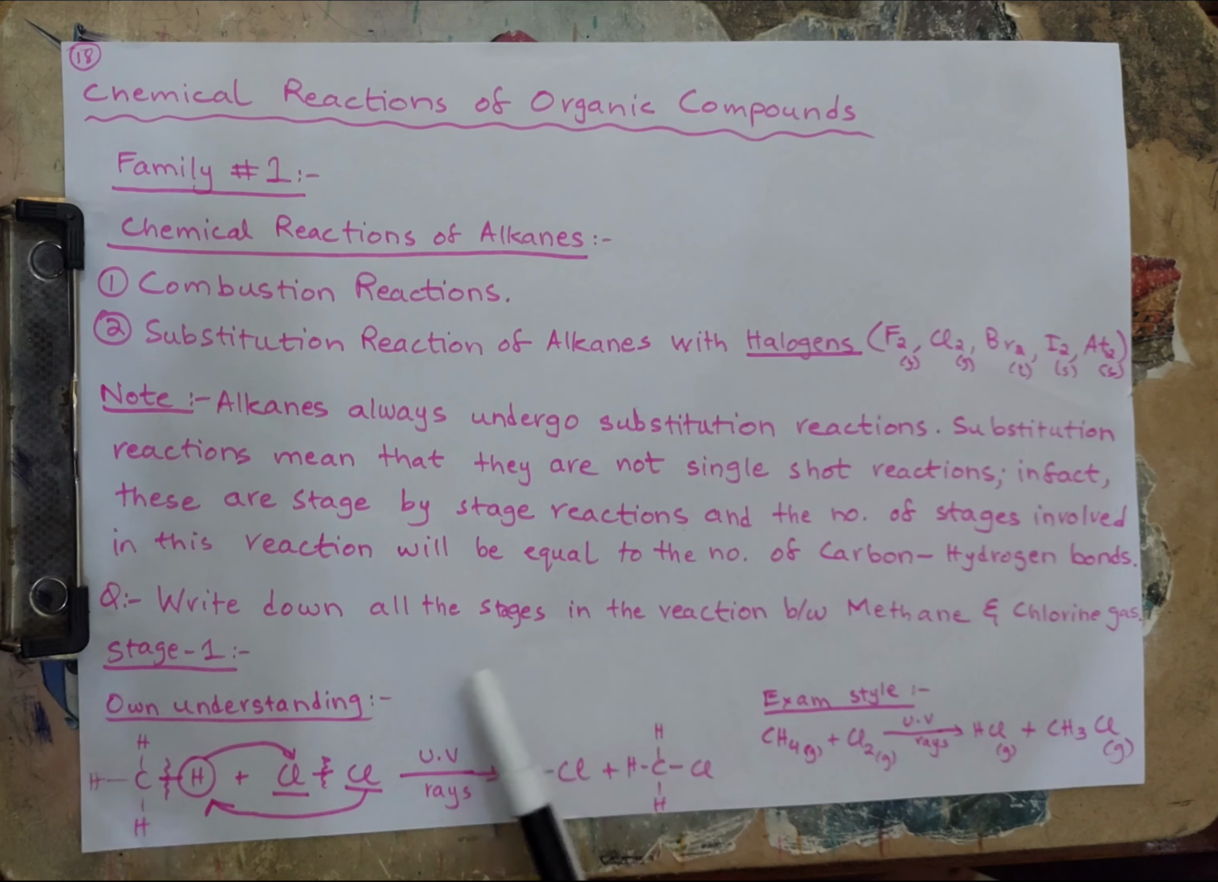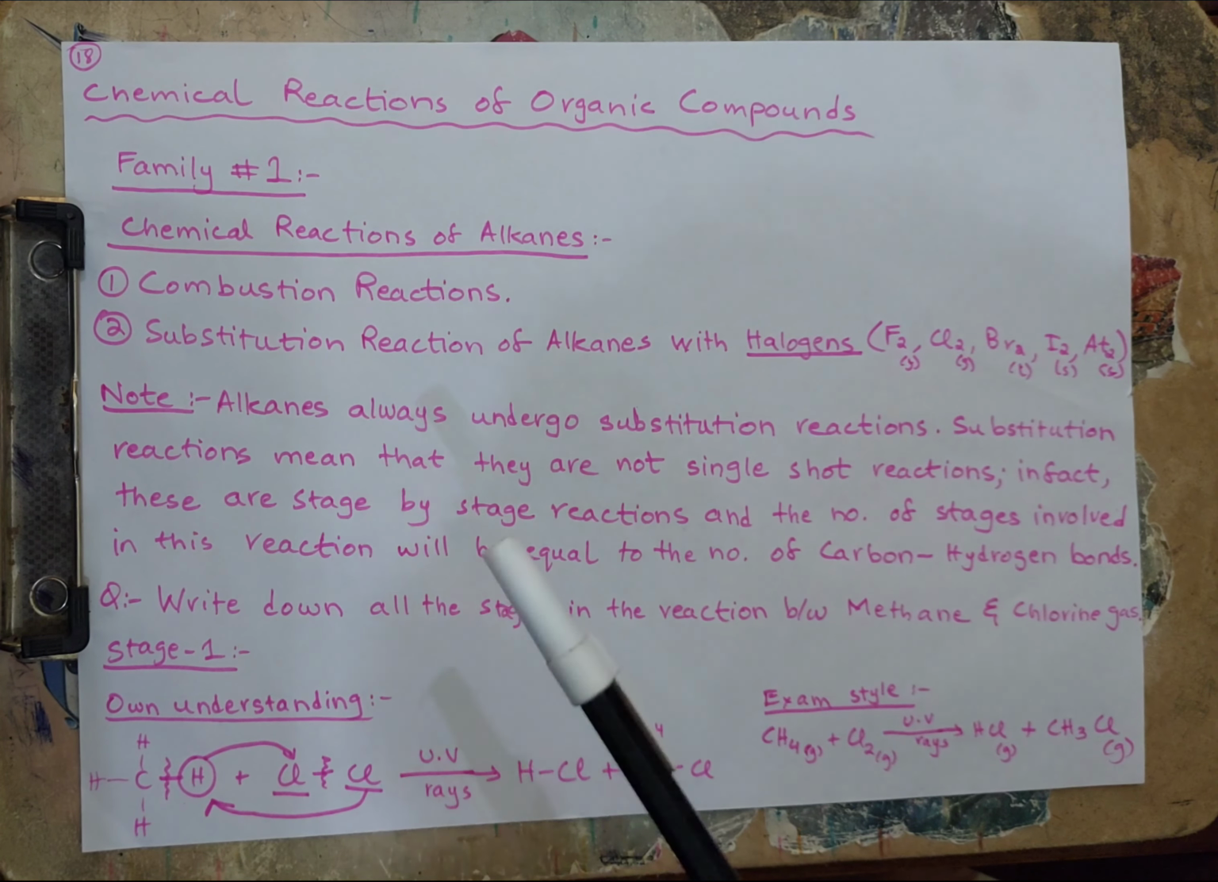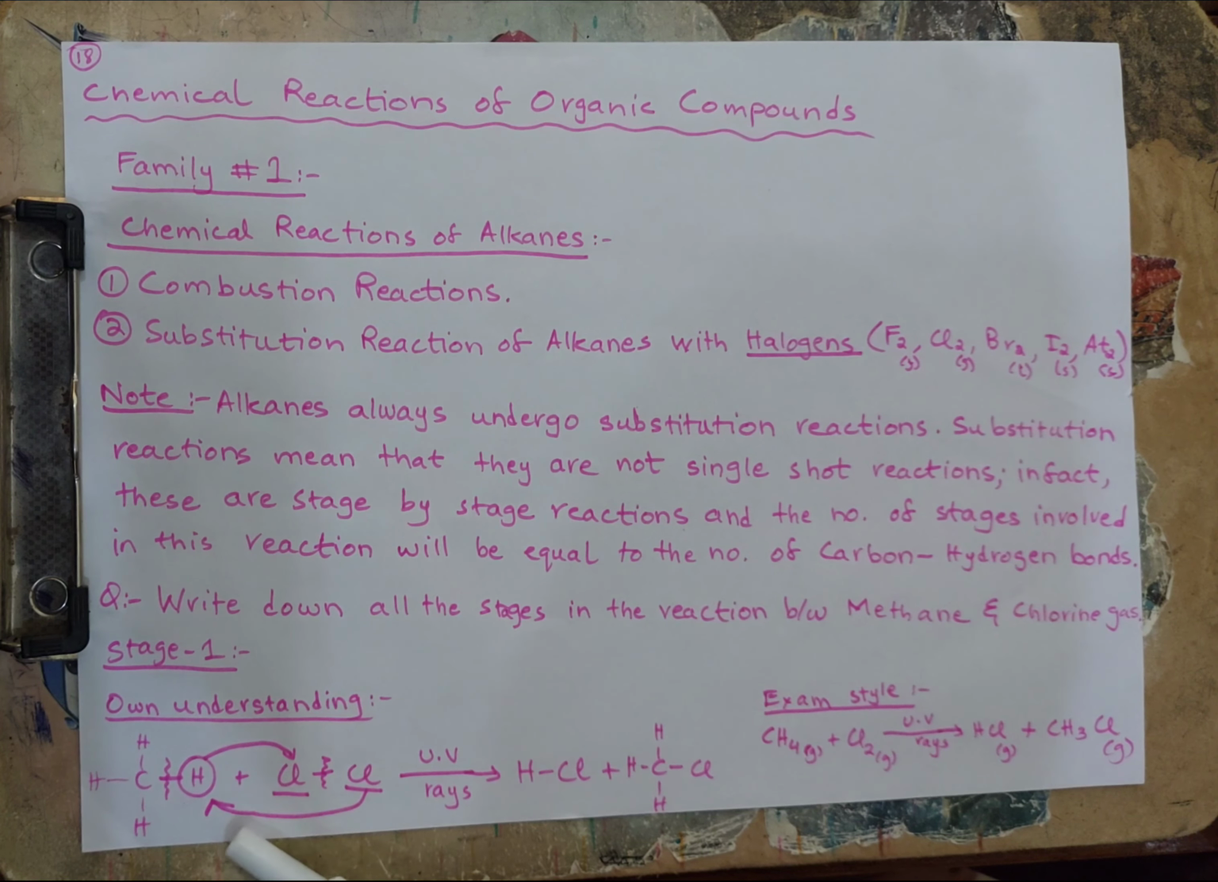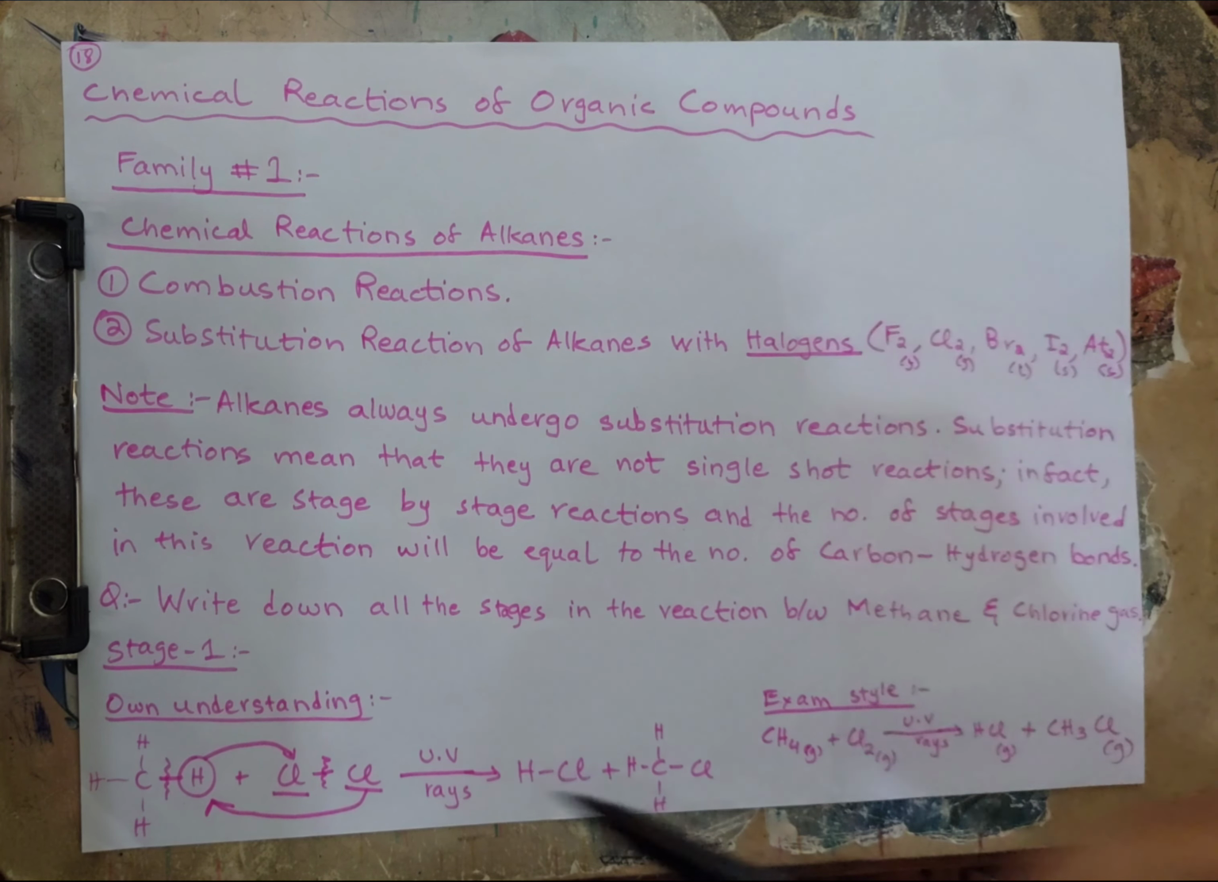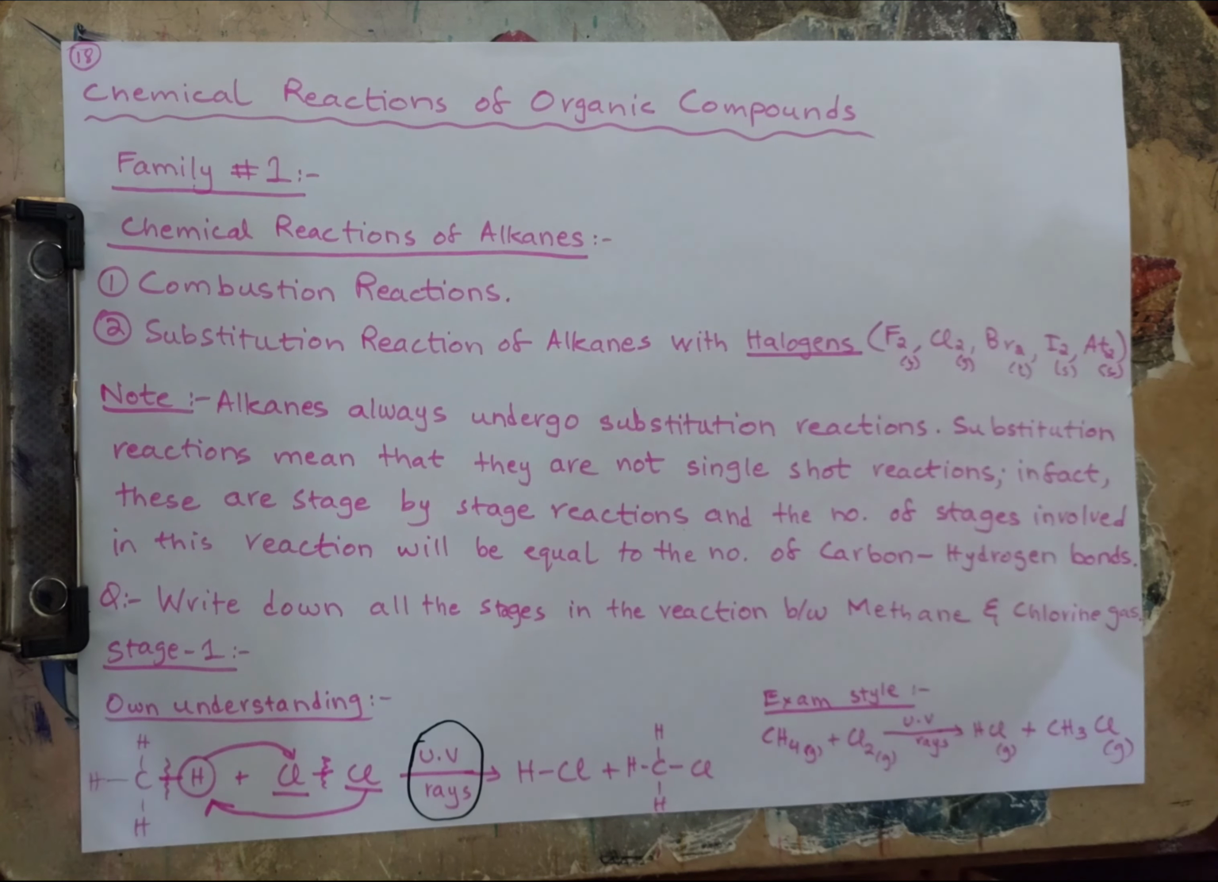For example, we take the reaction between methane and chlorine gas. So here in stage 1, we react methane, which is CH4, with chlorine gas, Cl2, in the presence of UV rays. This is the condition. This you need to memorize. So when we react methane with chlorine gas, it forms hydrogen chloride gas and CH3Cl.